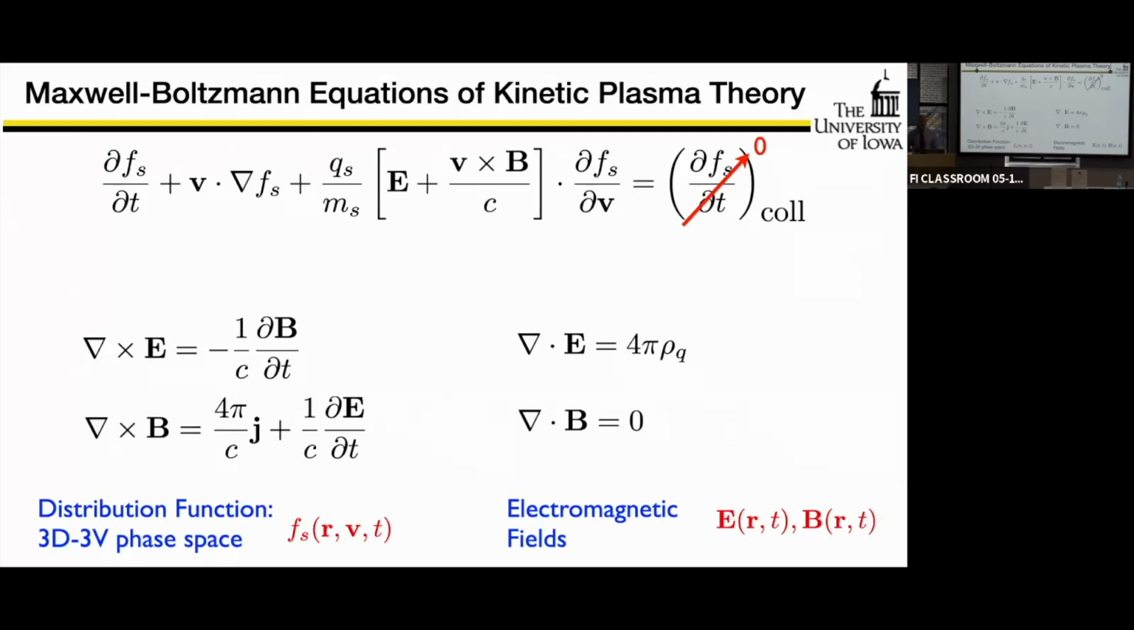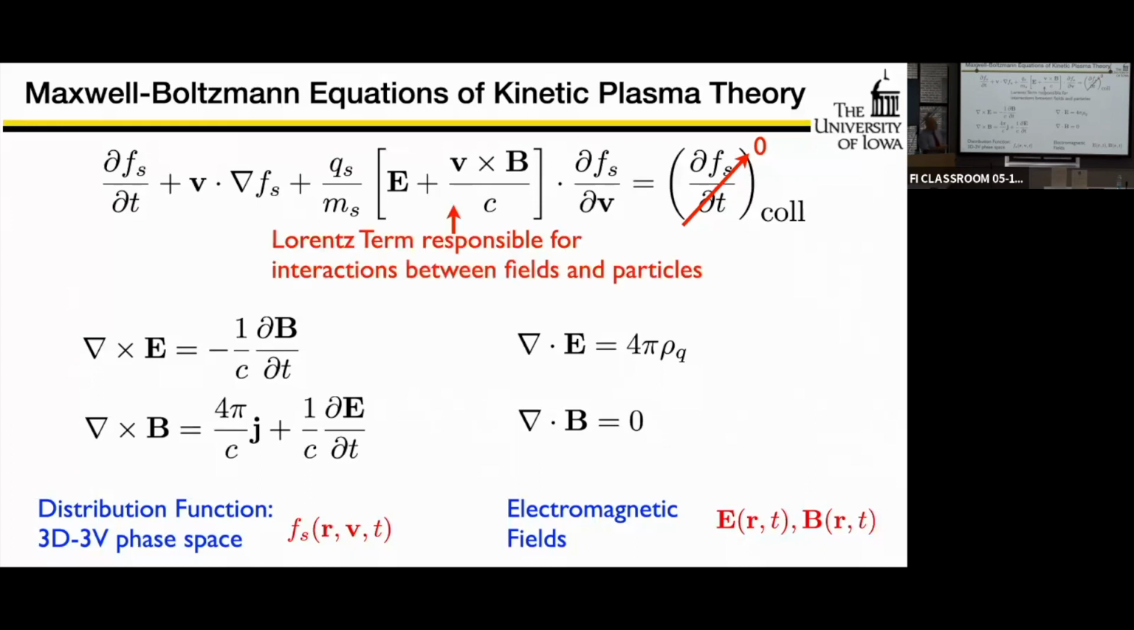So on the time scales of turbulent dissipation, if you're weakly collisional, this collisional term really doesn't play much of a role. So we can throw that away, set it to 0, and it returns this equation to what's called the Vlasov equation, the left-hand side just equal to 0, okay? And it's this Lorentz term here, this is the Lorentz force, E plus v cross B over c, that is responsible for the interactions between the fields and the particles. So that's the thing that's actually going to do work on the particles and energize them.